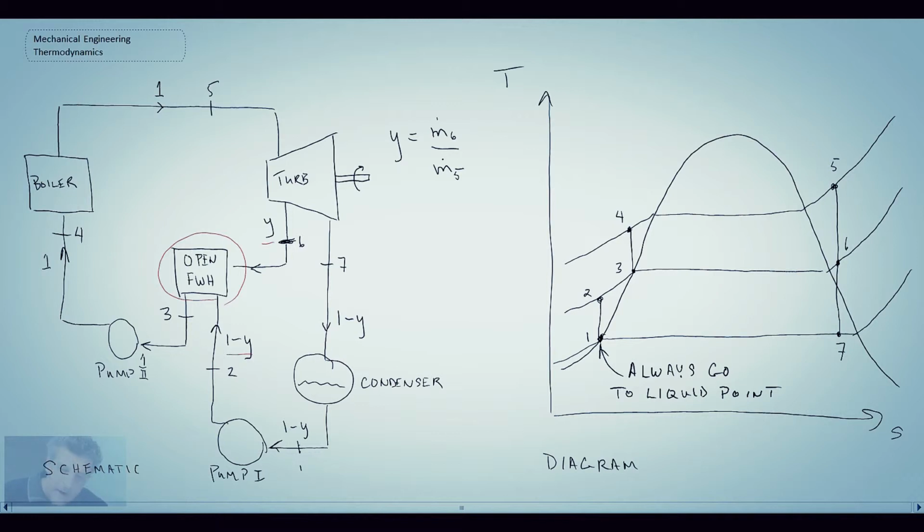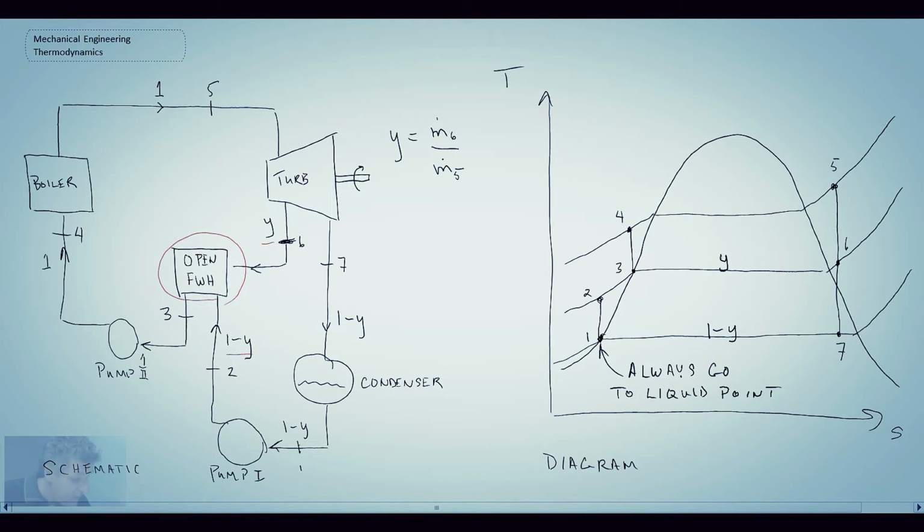So we go there, and with this idea of mass fraction y, what we have going from 7 to 1, we can write 1 minus y, and then what is going from 6 down to 3 is y. And so that would be the percentage of mass that we are stripping out and is then going into our open feed water heater. So that is the TS diagram as well as the process schematic with the open feed water heater.